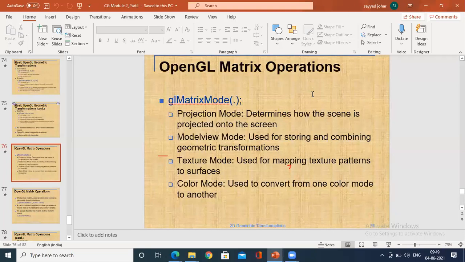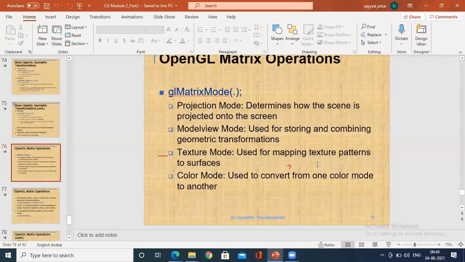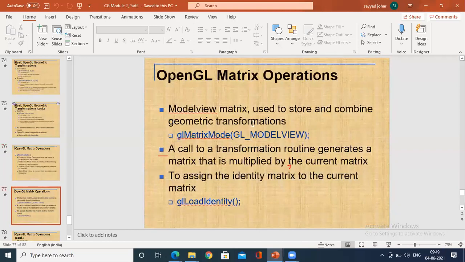That is why we had not explained till here why we use glMatrixMode or the model view matrix. The basic idea in the init functions that we have used is projection mode, which determines how the scene should be projected on the screen to the viewer, and the model view matrix, which is used to store and combine the geometric transformations. Hence we use glMatrixMode. Now you have to justify the programs that you have written till here.